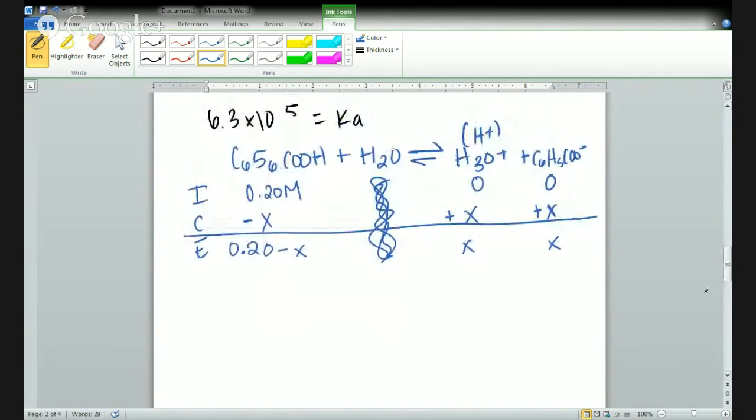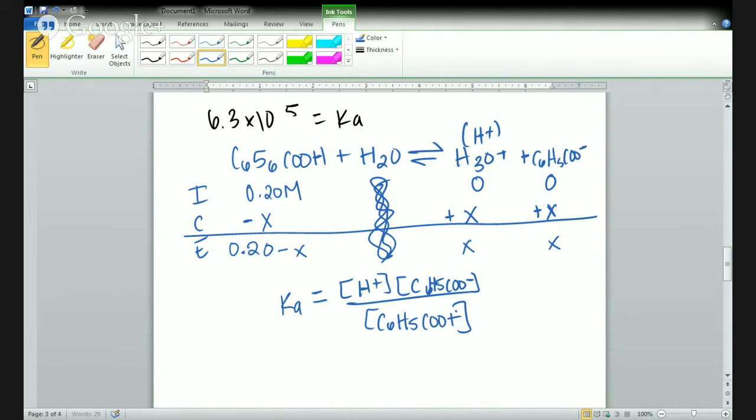So if we were to put this into Ka, we can write our expression. Ka is going to be equal to the concentration of H plus times the concentration of C6H5COO minus, all over C6H5COOH. Now, because this X variable is not going to change this numeric value based on sig figs by more than 5%, we can get rid of this variable here. And so now we can plug in what we know.